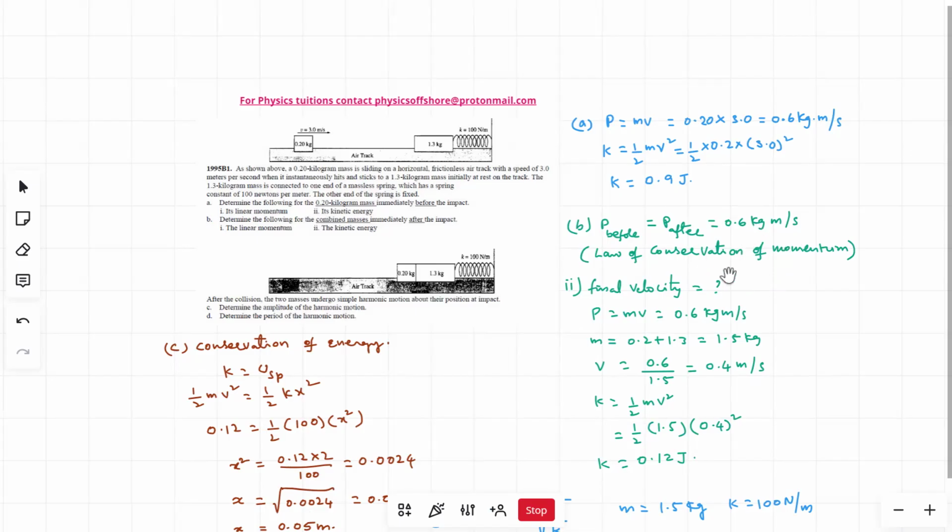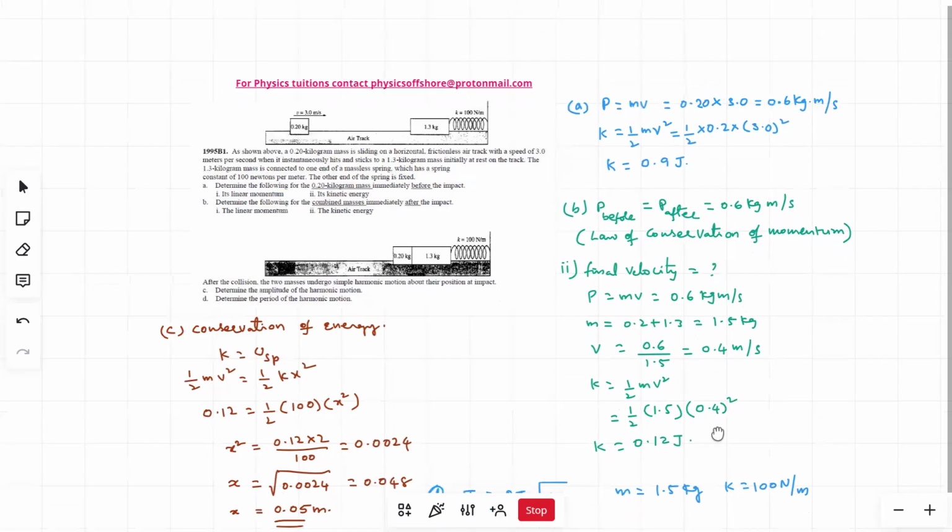From this, we will find the final velocity. P is equal to mv, which is 0.6 kilogram meter per second, and the mass is the total mass, 0.2 kilograms plus 1.3 kilograms. We have to take the total mass of the system, which is 1.5 kilograms. So velocity is 0.6 kilogram meter per second divided by 1.5 kilograms, which is 0.4 meters per second. Now kinetic energy is equal to half mv squared. Plugging in the velocity we found and the mass of 1.5 kilograms, we get kinetic energy equal to 0.12 joules.